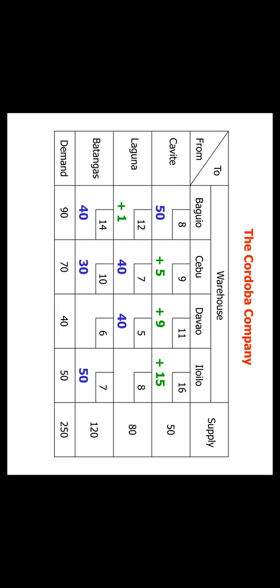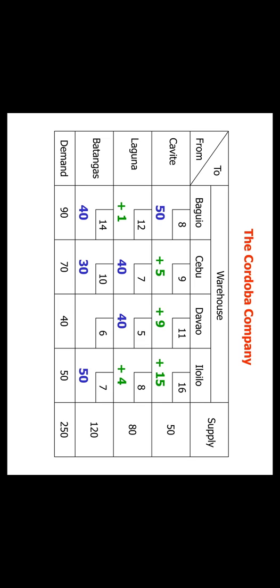Next is the unused cell with a cost of 8, the closed path of which would be from 8, you first go down to 7, then left to 10, up to 7, back to our 8. So in terms of improvement index, that would be plus 8 minus 7, which is positive 1, plus 10, which is positive 11, minus 7, which is positive 4.